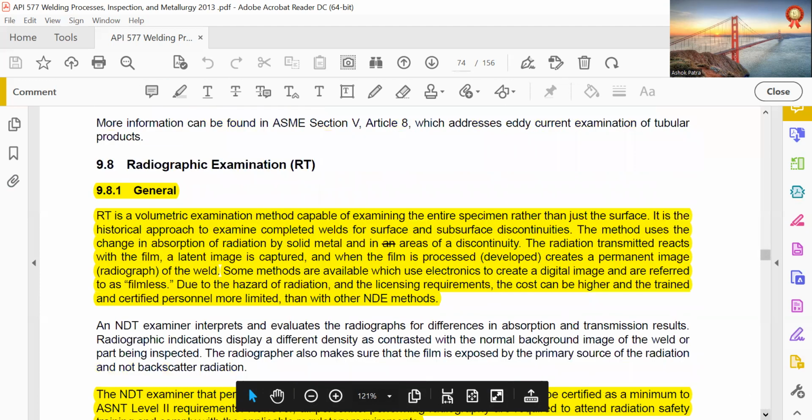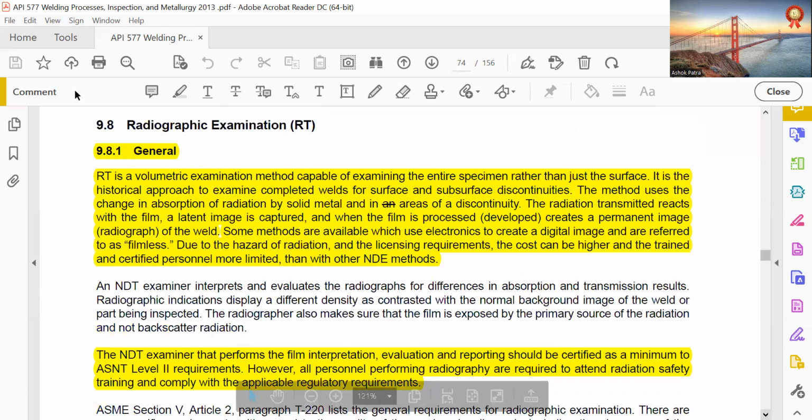Radiographic RT. RT is a volumetric examination method capable of examining the entire specimen rather than just the surface. It is a historical approach to examine completed welds for surface and subsurface discontinuities. The method uses a change in absorption of radiation by solid metal, and in areas of discontinuity, the radiation transmitted reacts with the film and a latent image is captured, and when the film is processed and developed, it creates a permanent image.